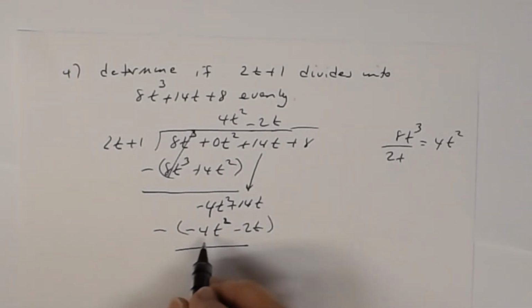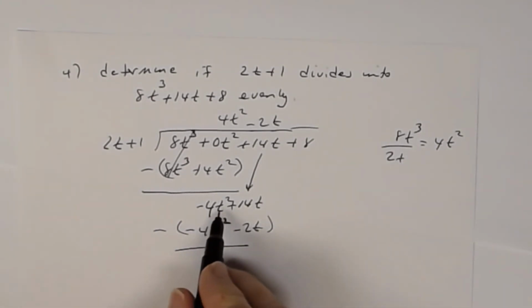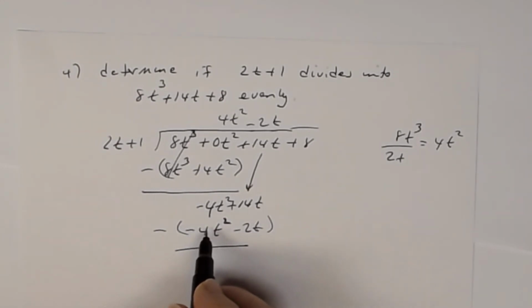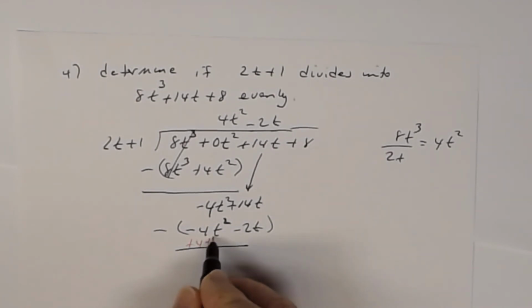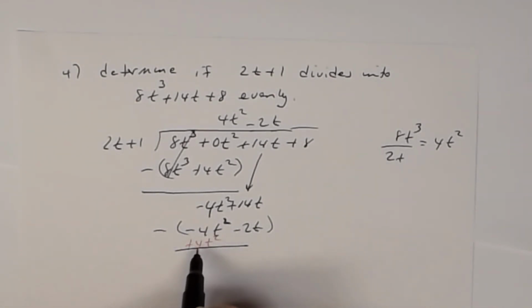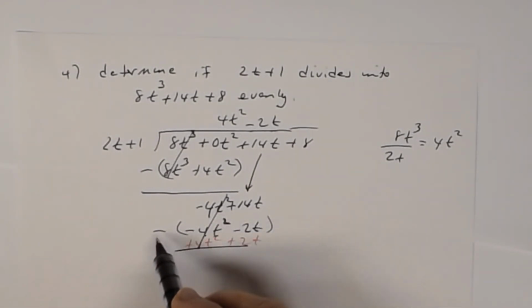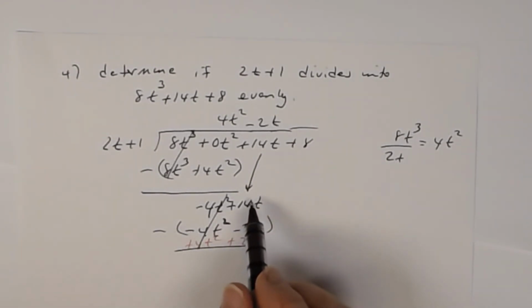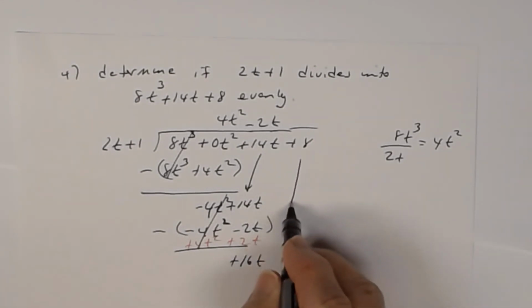Now this is where you may want to rewrite this expression so you don't get confused. Negative 4t squared subtract a negative 4t squared means the same thing as negative 4t squared plus 4t squared. Because remember, the opposite of negative 4t squared is a positive 4t squared. The opposite of a negative 2t is a positive 2t. So that's 0 right here. 14t subtract negative 2t means the same thing as 14t plus 2t, which is 16t. You did not need to put that plus symbol here. And then you bring down the next term.